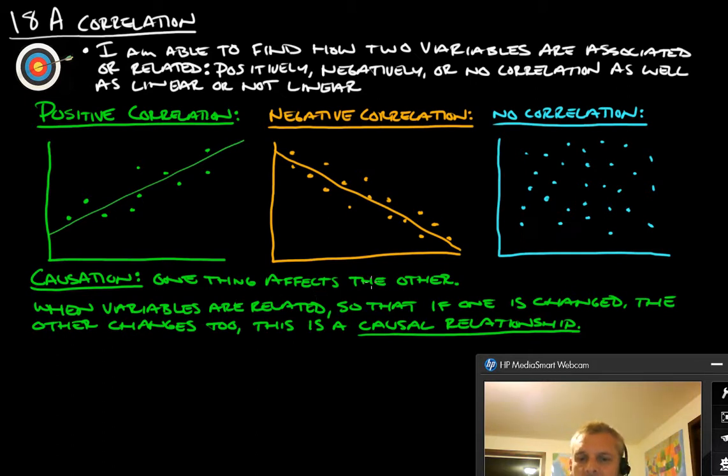With that causation, causation is one thing that affects the other. And then when variables are related, so that if one is changed, the other changes too. This is called a causal relationship. All right, so when one piece of data affects the other.